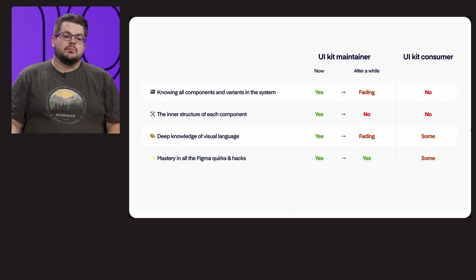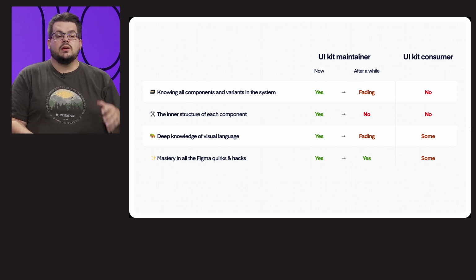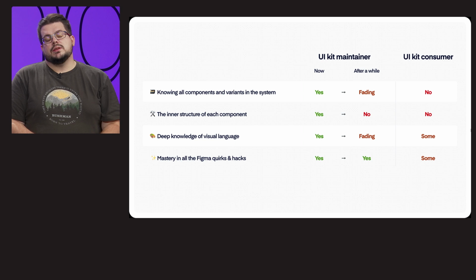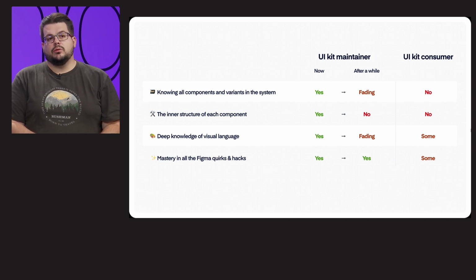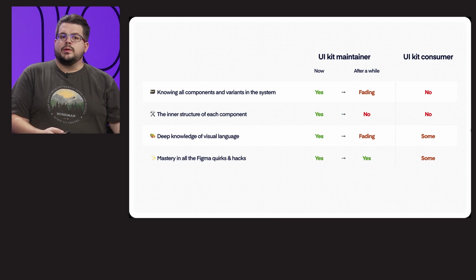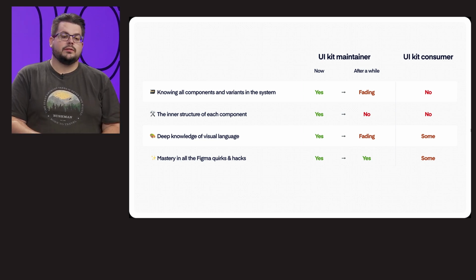But after some time, even UI kit maintainers start to forget some things. With the growing number of components in the design system, they won't know all the components, all the variants, and they will definitely not know, for example, after 6 months, how they decided to build a component inside, like the inner structure of the component.